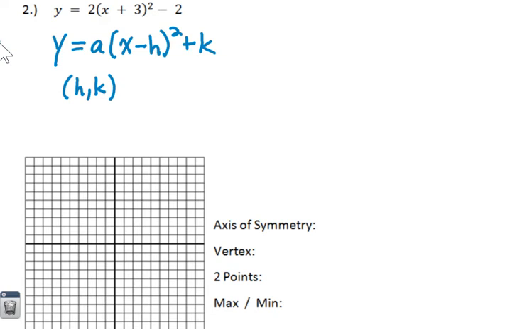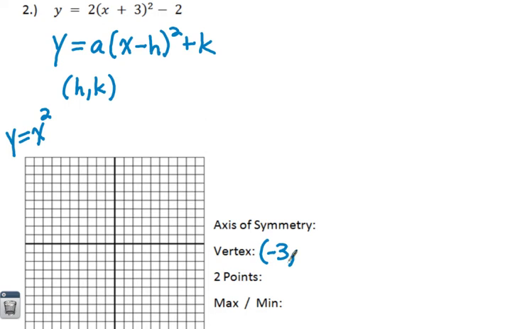and other than that, the a value determines if there's any kind of vertical stretching when you compare it to the basic graph of y equals x squared. Okay? So in this case, looking at my h value, x minus h, my h value turns out to be negative 3, as if this were to say minus a negative 3. So that means our h value is negative 3.